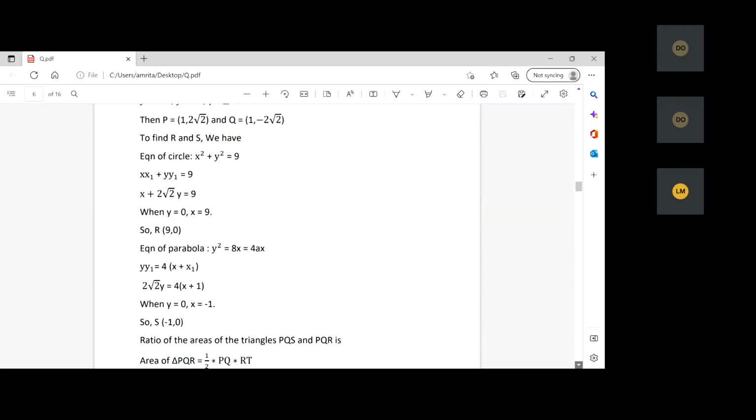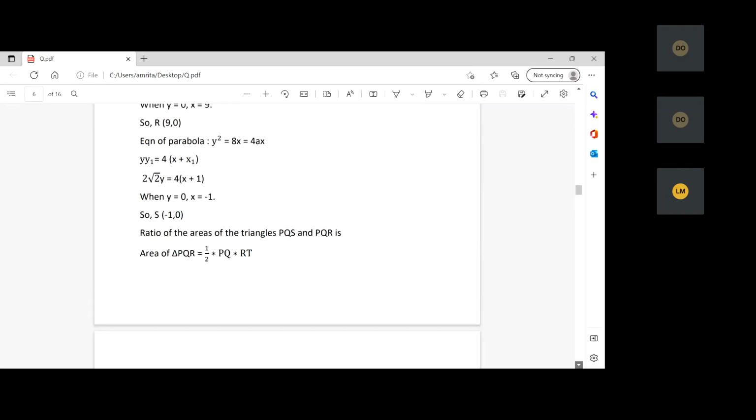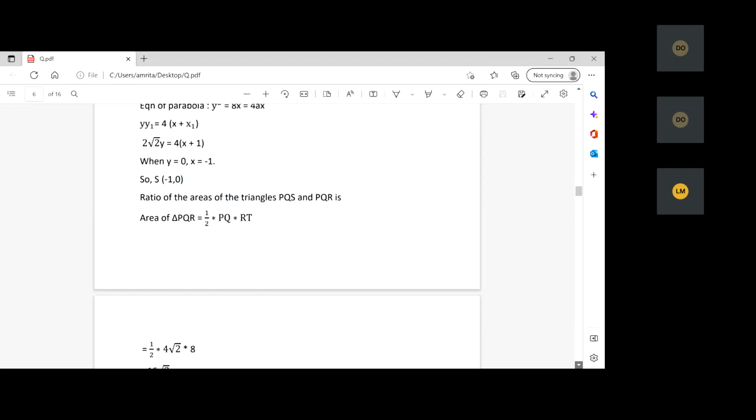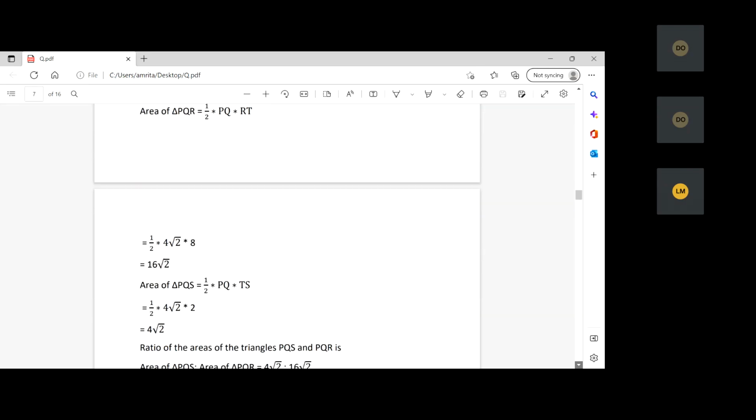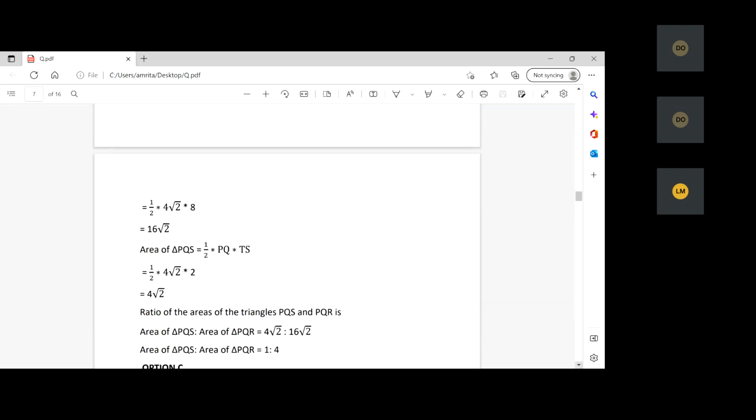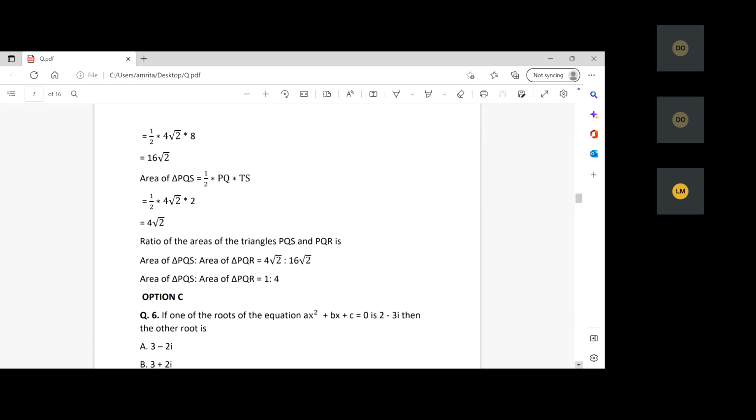So once you have the value of R and S, you have all the coordinates, right? And if S is minus 1, 0, you can imagine the next point, which is T, what the coordinate value will be. It will be 1, 0. So if you have the coordinates of all of them, and if you have these two triangles, then it's very easy to find out the area of all of them. So yes, you have to find the area of these two, then you have to find the ratio. So yes, I hope this question is clear. Can we move towards the next question?